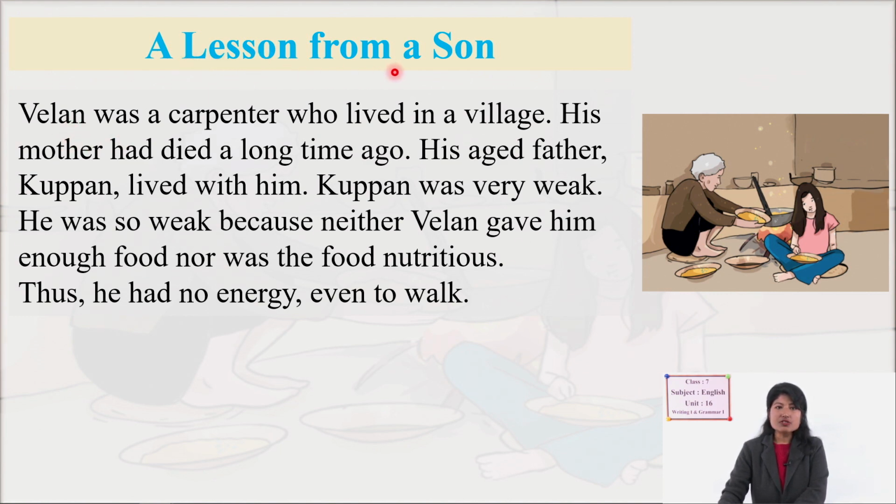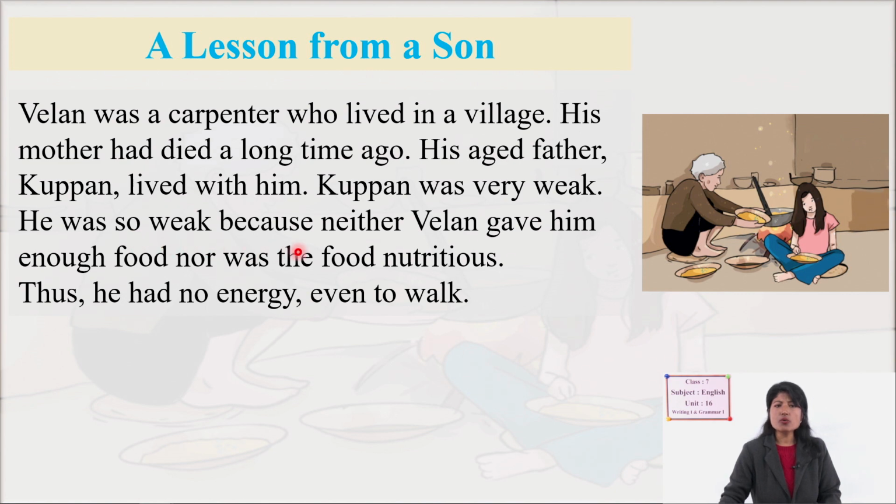A Lesson from a Son. Valen was a carpenter who lived in a village. His mother had died a long time ago. His aged father, Kapan, lived with him. Kapan was very weak.